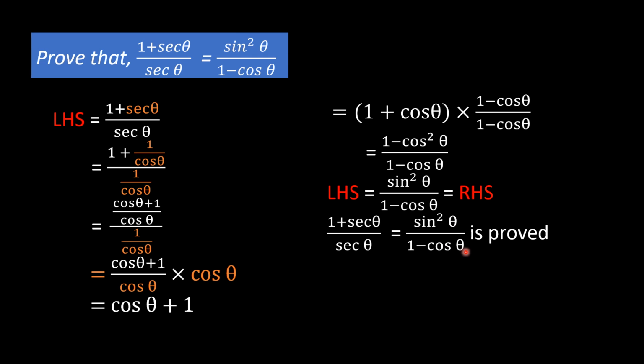Prove that cos A minus sin A plus 1 divided by cos A plus sin A minus 1 equals cosec A plus cot A. We will write the left hand side. In the left hand side we do not find cosec and cot, so we will divide the numerator and denominator by sin A.